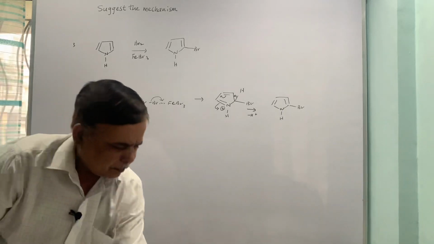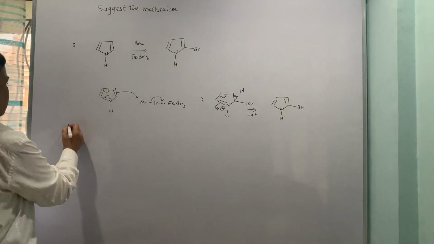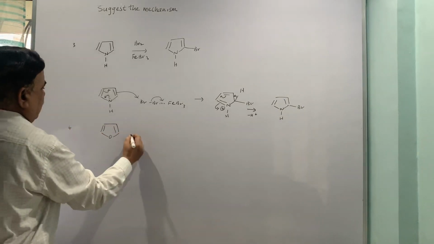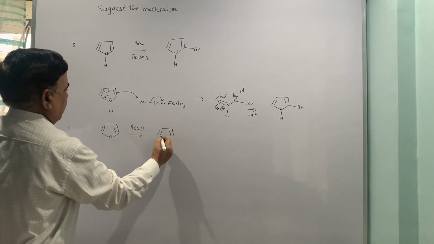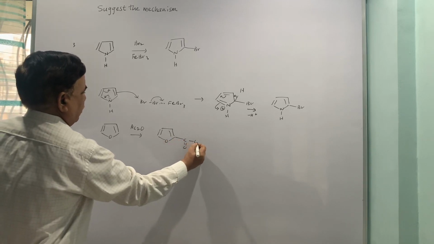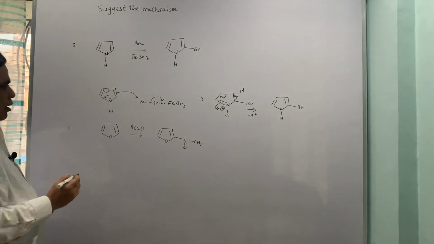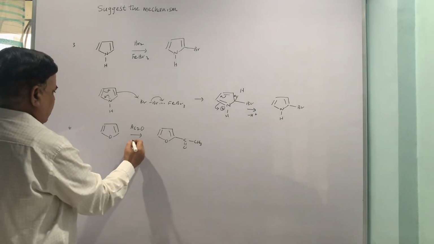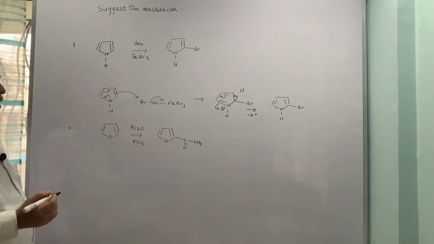Next example is the example on furan. And you get the formation of 2-acylfuran. Now this is one example wherein you can use some Lewis acid. Now this is again a Friedel-Crafts acylation reaction.